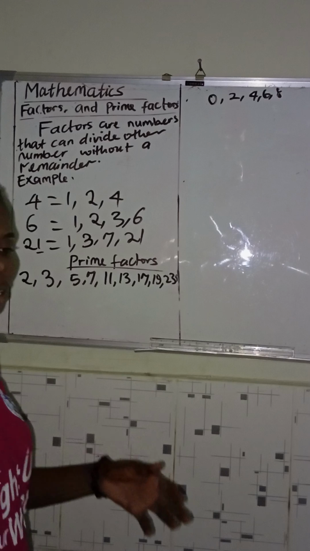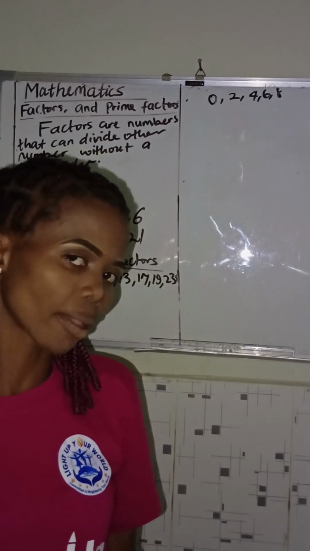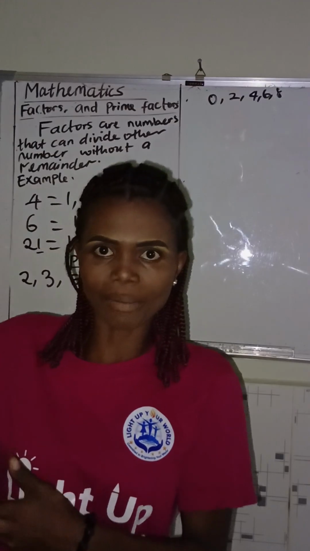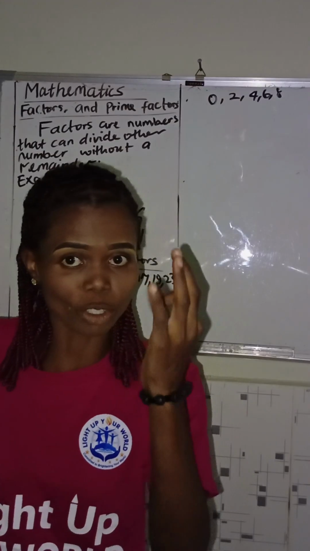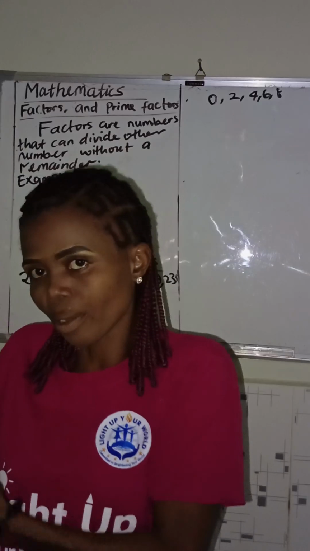Now what are prime factors? They are factors that are just prime numbers. Okay, so we cannot say 4 is a prime factor. It cannot be a prime factor because 3 things can go into 4: 1, 2, and 4. So 4 cannot be a prime factor.